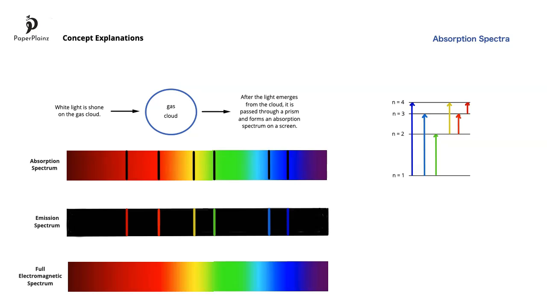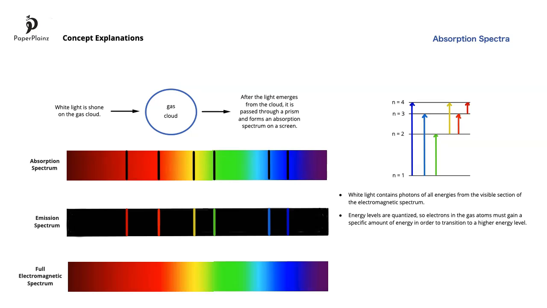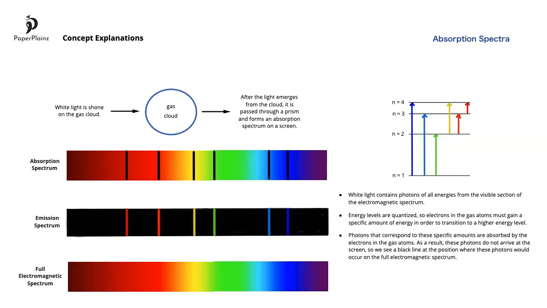Let's now briefly summarize what we just discussed. We began by recalling that white light contains photons of all energies from the visible section of the electromagnetic spectrum. We added that energy levels in an atom are quantized, so electrons in the gas atoms must gain a specific amount of energy in order to transition to a higher energy level. Therefore, when white light is shown on a gas cloud, photons that correspond to the specific energy amounts are absorbed by the electrons in the gas atoms.